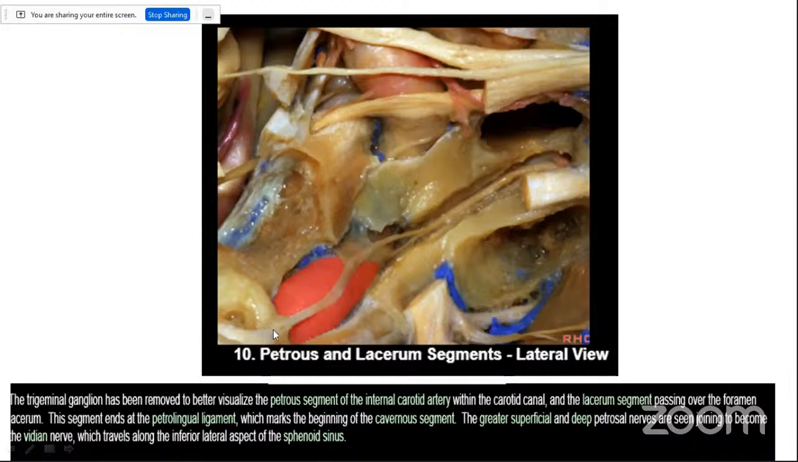Now here you can see the greater superficial and the deep petrosal nerves are seen to join and become the Vidian nerve, which travels along the inferior lateral aspect of the sphenoid sinus. This dark red colored segment is the petrosal segment within the petrous temporal bone.